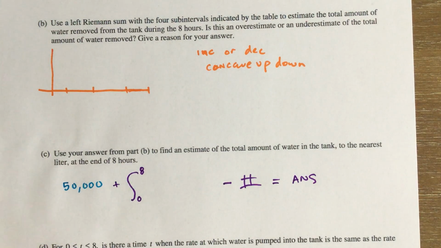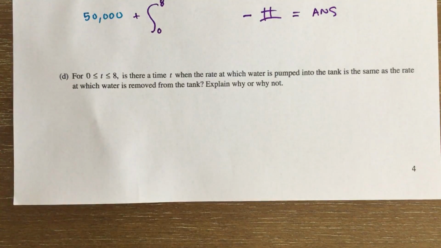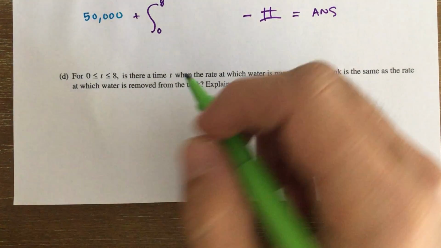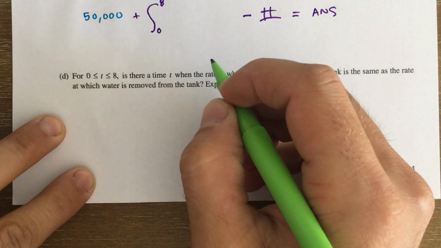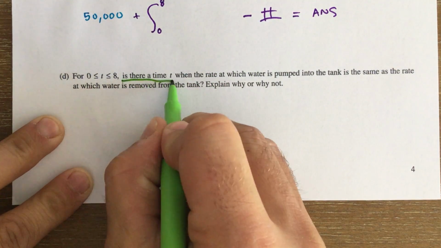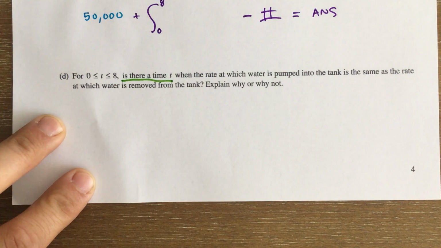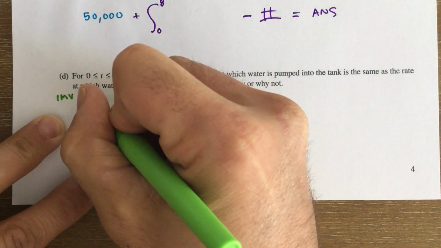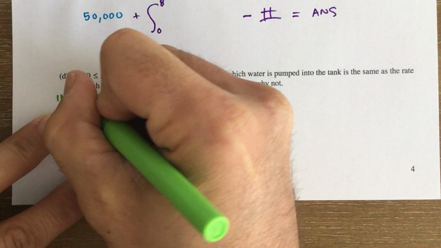All right, and last part. Last part is D. For t values from 0 to 8, is there a time t when the rate at which water is pumped into the tank is the same as the rate at which water is removed from the tank? Explain why or why not. So the interesting thing about this, if you're specifically looking at the wording of it, it's not asking you for the time. It's saying, is there a time t? Right? A time t that's guaranteed to happen, which makes me think intermediate value theorem or the mean value theorem.